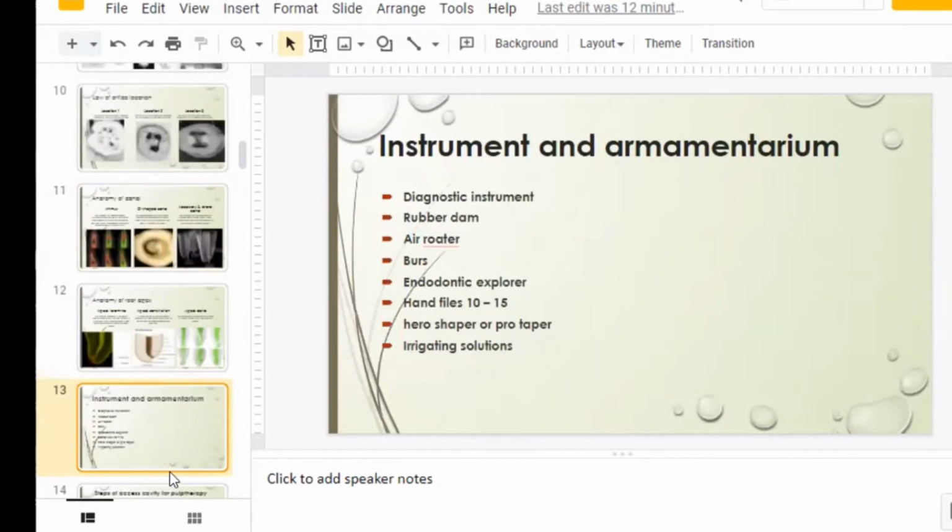So, instrumentation and armamentarium for this. What do you need? First is the diagnostic instruments. Next, for isolation, rubber dam, airotor, burrs, endodontic explorer, hand files 10, 15, 20, Hero Shapers or ProTaper, and irrigation solutions. These are the armamentarium. So when you get the case, these things should be on the table.